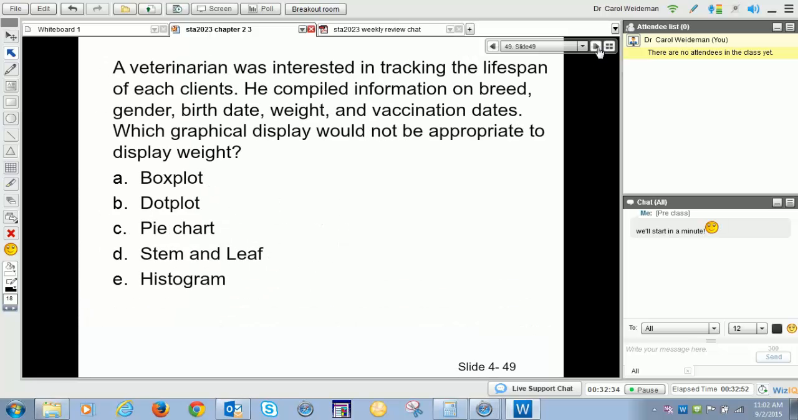A veterinarian was interested in tracking the lifespan of his clients. He compiled information on breed, gender, birth date, weight, and vaccination dates. Which graphical display would not be appropriate to display weight? Okay, so weight is quantitative. We can use a box plot, a dot plot, a stem and leaf, or a histogram, but we can't use a pie chart because this is quantitative data. We're talking about weight. If we were talking about gender, we could use a pie chart, but when we're talking about a quantitative variable, a pie chart would not be appropriate.